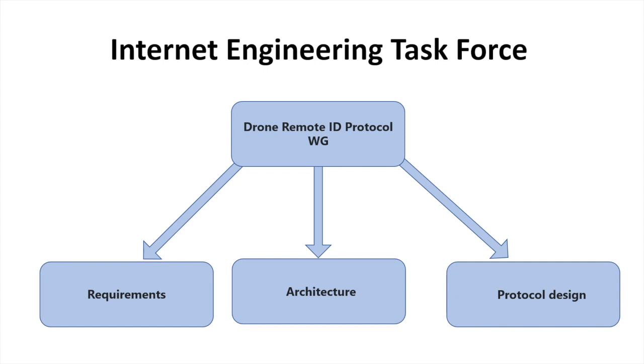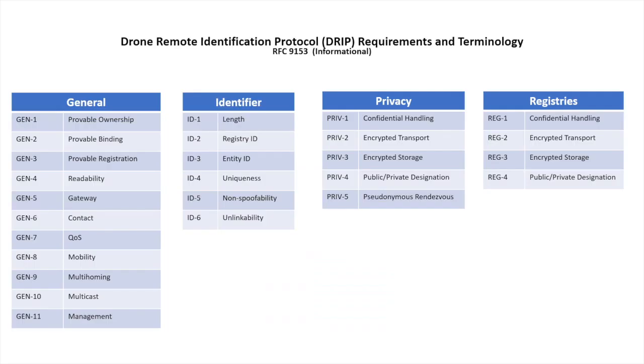IETF created a working group named Drone Remote ID Protocol, DRIP in short, which belongs to the Internet Division. The working group works on the following items: requirements, architecture, protocol design. The working group has already published requirements. The name of this document is Drone Remote Identification Protocol Requirements and Terminology, which is an informational document, RFC 9153.